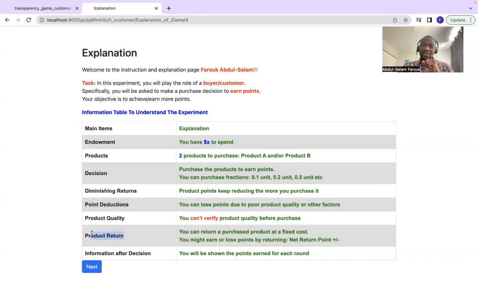You can also decide to return the good or the product that you buy if it doesn't really match the description. In that case, you might gain some points back, or you might not necessarily gain some points back. It all depends on the setup that you come across. So this is the whole idea. Again, you are going to be a buyer. You are being given some money to make your purchase decisions, and these purchase decisions will determine your points. However, the description of the product might not be accurate, which might lead to you losing some points. So keep an eye on that.